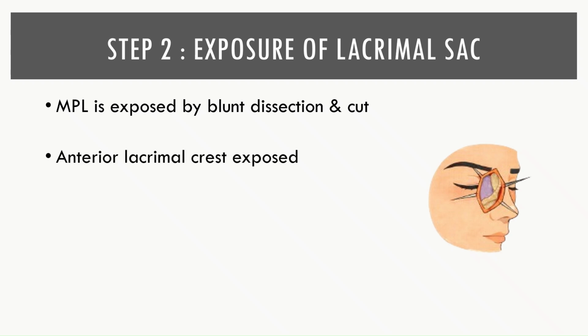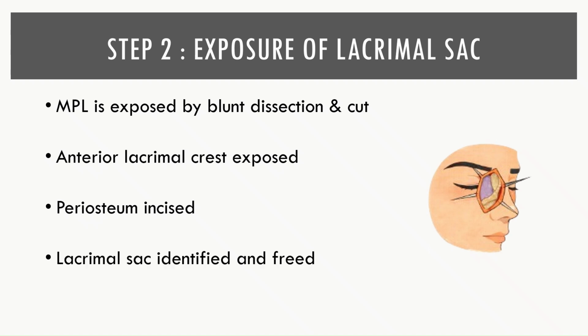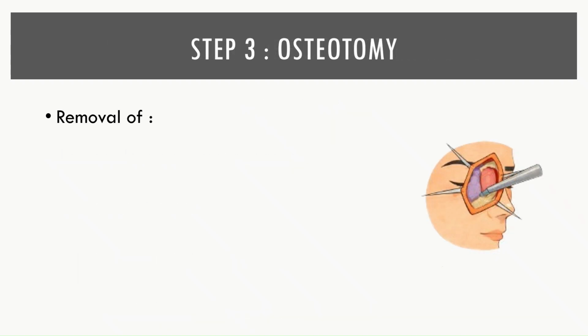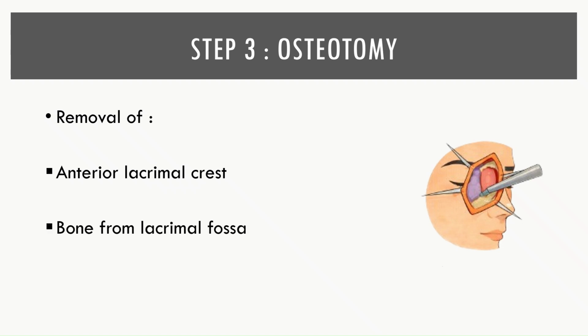The anterior lacrimal crest is exposed, the periosteum is incised, and the lacrimal sac is carefully dissected free and reflected laterally from the lacrimal fossa. Next, the anterior lacrimal crest and the adjacent lacrimal fossa bone are removed to create a bony ostium communicating with the nasal cavity.